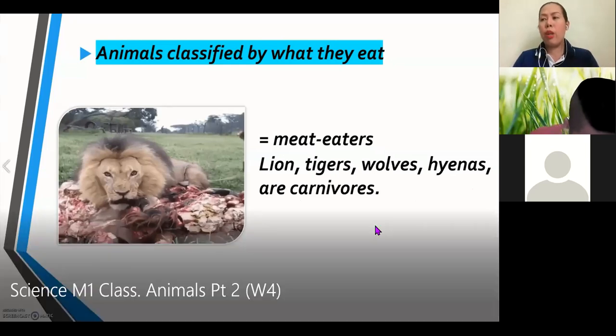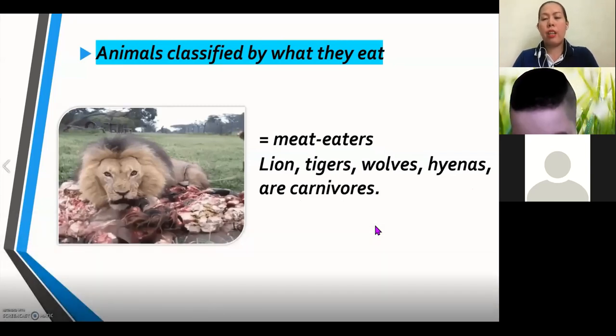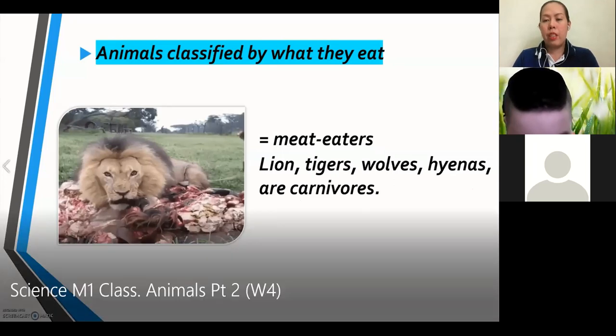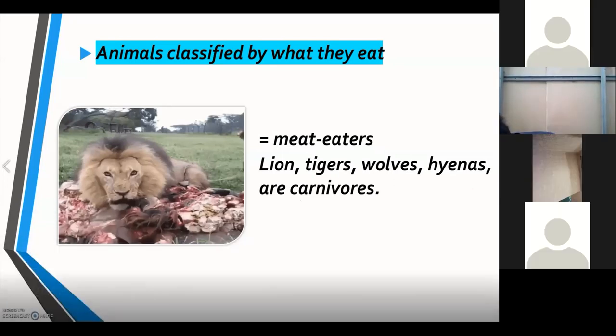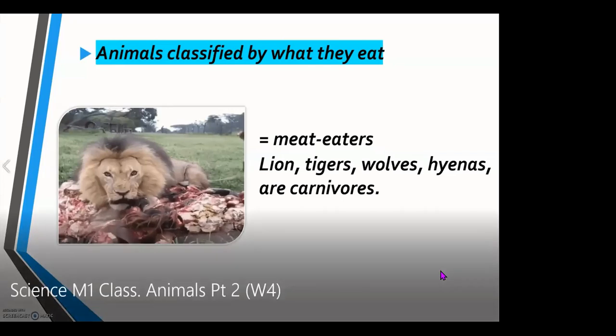Okay, can you give me more examples of carnivores? Snake. Snake. Okay, what else? Shark. Shark. Okay. What else? Crocodile. Crocodile. Okay. One more. Whale. Whale. Okay. Yes, because they eat other animals.